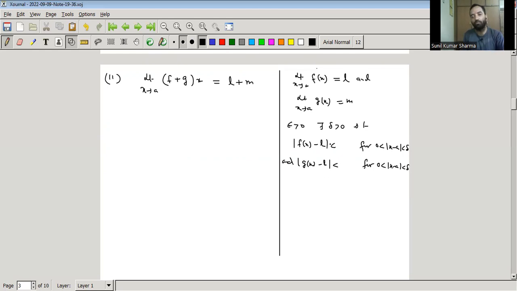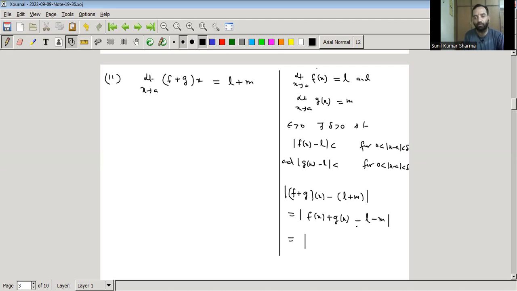So now we have to choose how we can take mod f(x) minus L to be less than some epsilon or some other number. But how can we choose this? So we start with this. We try to estimate mod f plus g at x minus L plus M. We can write this, how can we define the sum? So it is f(x) plus g(x) minus L minus M.